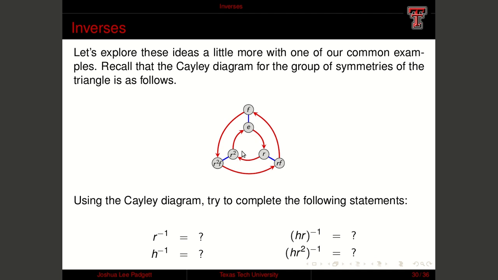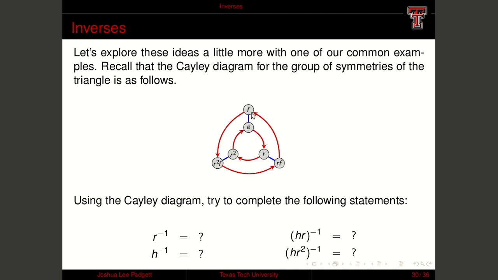Right? So flip is its own inverse. Then I can ask myself, what about a flip and then a rotation? If I do a flip and then a rotation, this is equivalent to this guy right here. And then I can undo it with a flip and a rotation. Right?